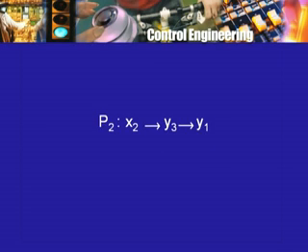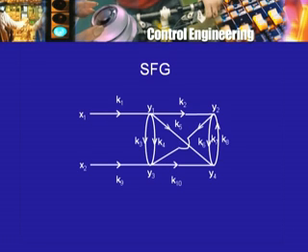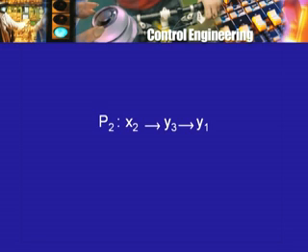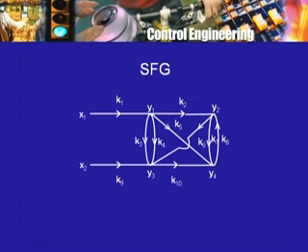Are there any other paths from x2 to y1? From x2 I can only go to y3. So if I want to get to y1, I have to get to y3 first. But then from y3, can I get to y1 in some other way? From y3 I can go to y4, but it seems there is no way of going to y1 unless I come back to y3. From y3 I cannot go to y2. So that's it. There is only one forward path from x2 to y1, and that forward path has gain k9 k4.